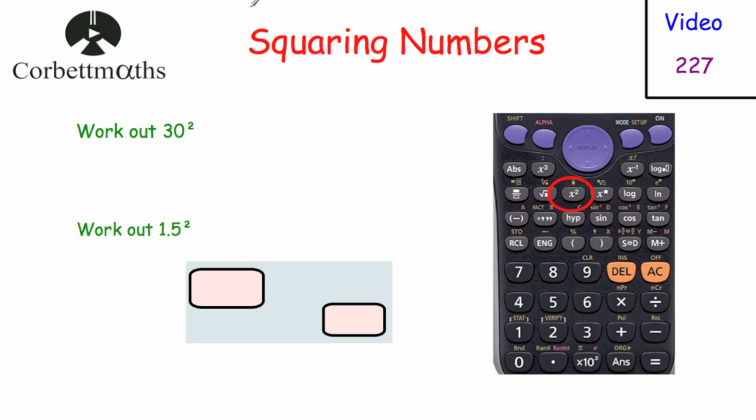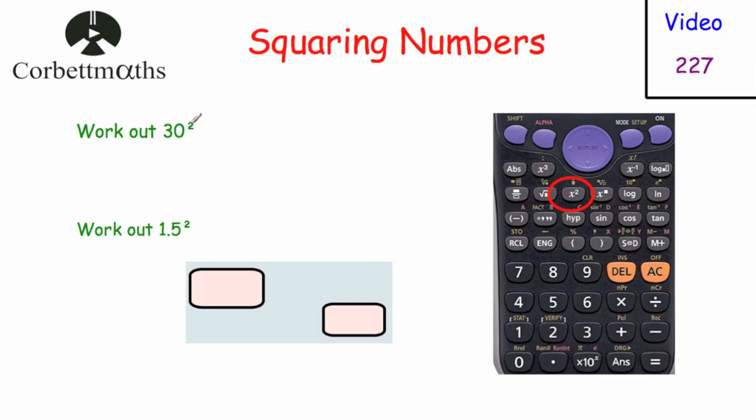Okay, let's have a look at our next topic. So our next topic is squaring numbers, which is video 227. So our first question says, work out 30 squared. So that little 2 is squared. We've looked at it already in order of operations and perhaps use of a calculator as well. So this is the squared symbol.